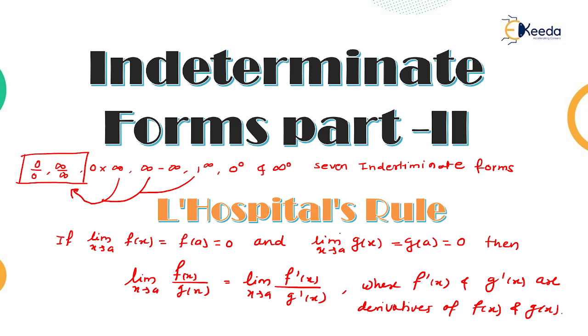Now in this session we are going to discuss indeterminate form number three. Which is this indeterminate form? It is 0 into infinity, guys. This is the indeterminate form 0 into infinity.